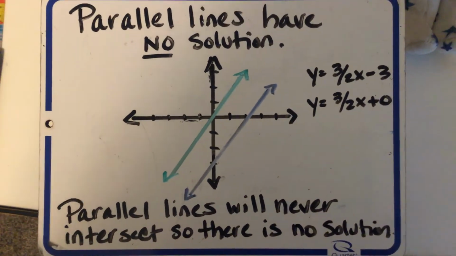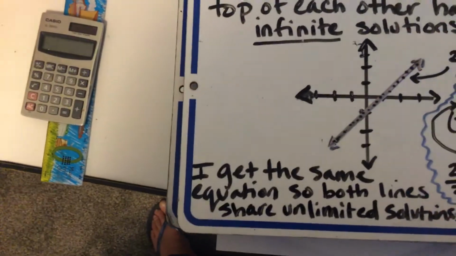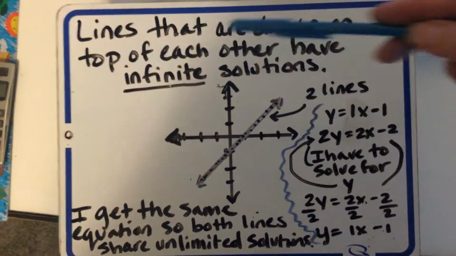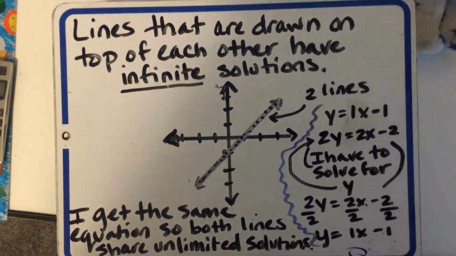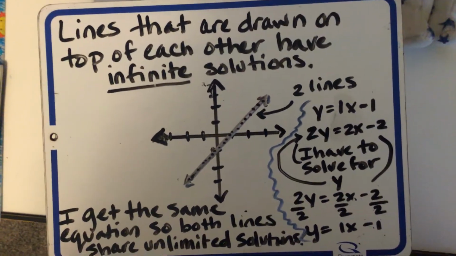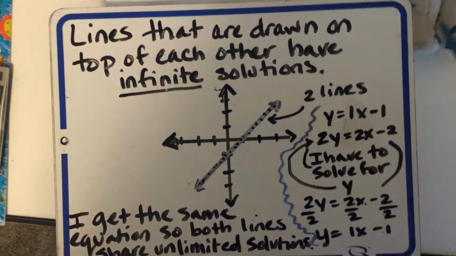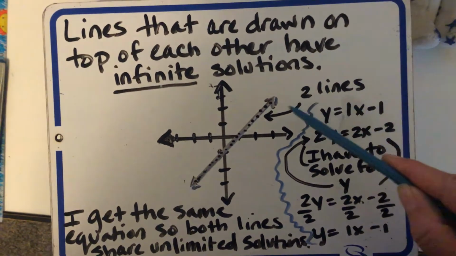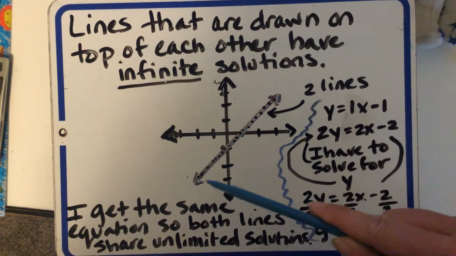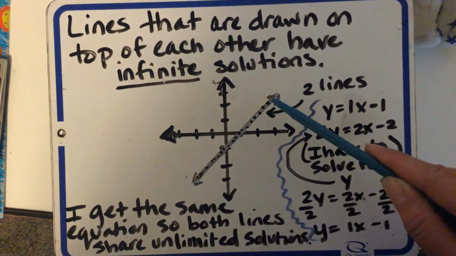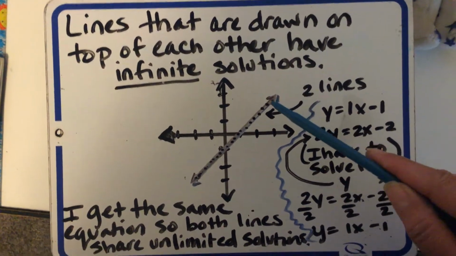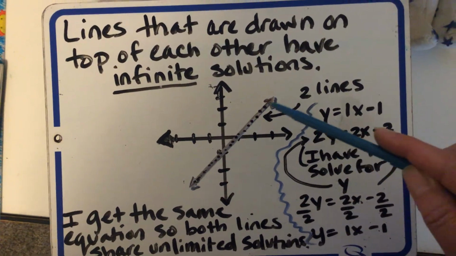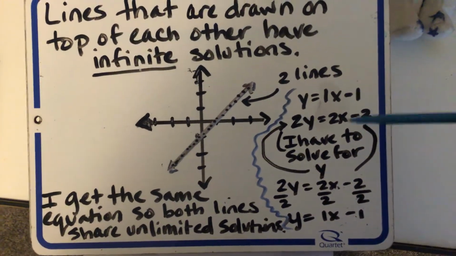Pretty straightforward. Now, there's one other type of lines that if we were to graph, lines that are drawn on top of each other have infinite solutions. Well, there's a couple things we need to talk about. We don't know what the word infinite means. And what do you mean lines drawn on top of each other? I only see one line here. Actually, this is two lines. There's blue and red. You just can't see it because the colors blended together. But if I were to graph two equations that are the same, that means they would rest on top of each other. So here's my two equations over here.